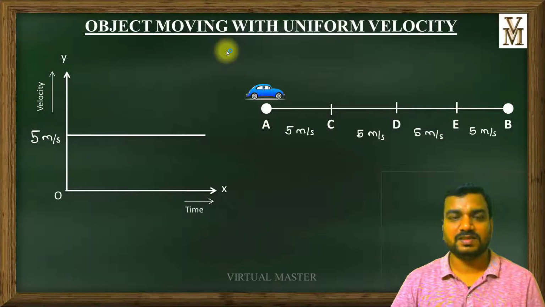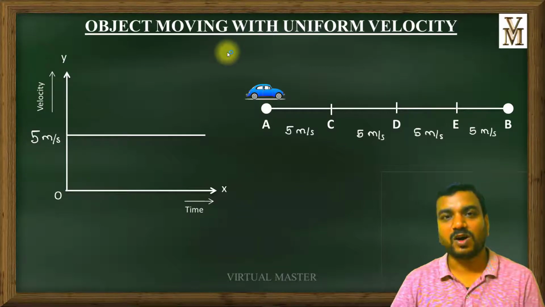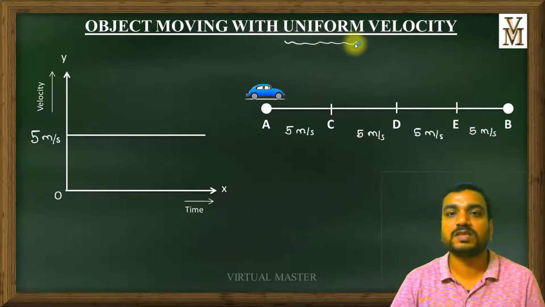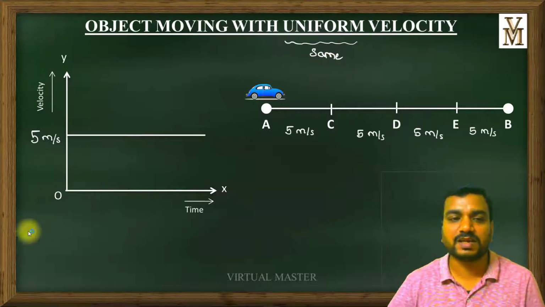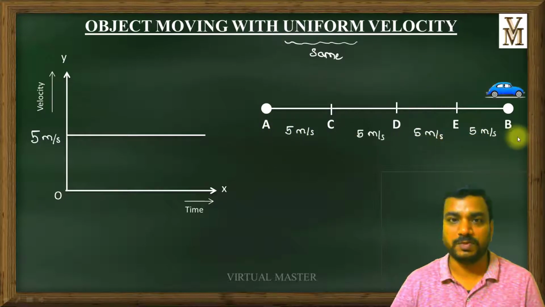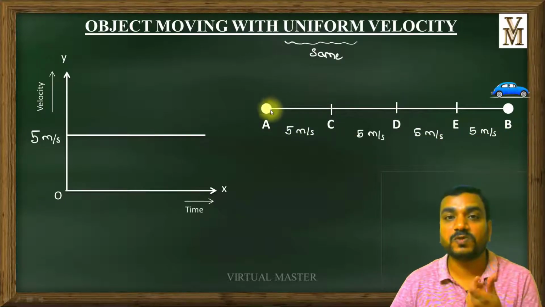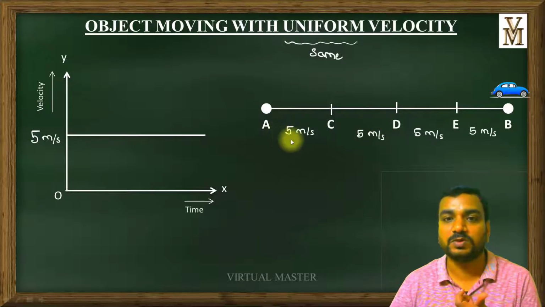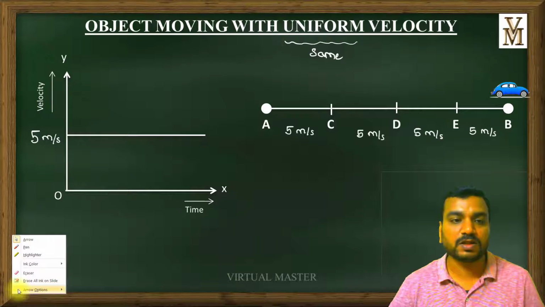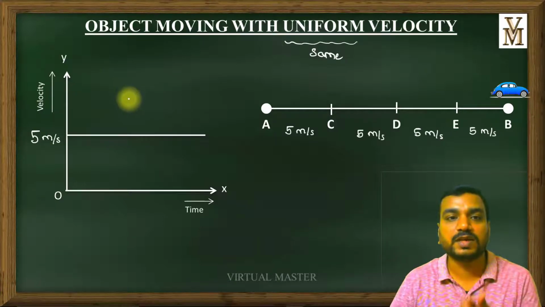Now let us discuss the velocity time graph of the object when it is moving with uniform velocity. Uniform means constant velocity or same velocity all the time. Okay, to understand this better, let us take one example. Let us consider a car is moving from point A to point B, as you can see here, and the car is moving with the same velocity all the time. You can see here the car is moving with 5 meter per second all the time from point A to point B. Now in this case, if we plot the velocity time graph, then we are going to get a straight line parallel to the x-axis.